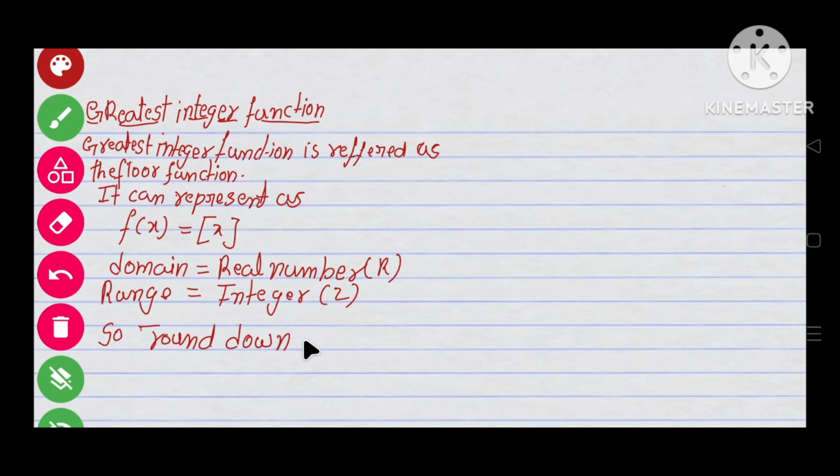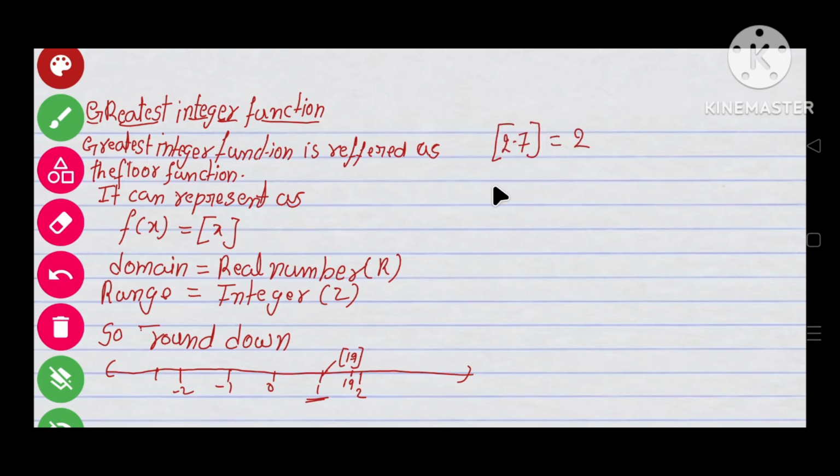An example: draw the number line. In the diagram, locate the numbers. After locating, I will take 1.9. Step of 1.9 reaches 1. Can you guess, step of 2.7, what is the value? 2. What is the value of step of 5.99? 5. What about negative real numbers?